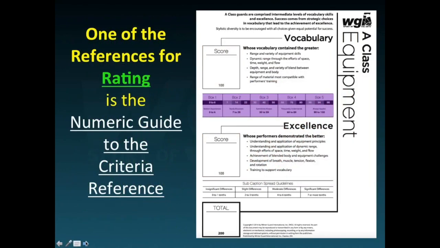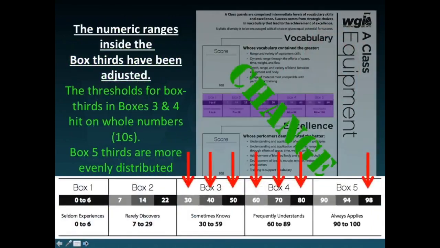And then rating, which is, if you'll remember, our fourth priority in the scoring priorities. One of the references for rating is this numeric guide to the criteria reference. This is a little bit more complicated because this numeric guide is actually an abstracted, essential information representing what is to come on the back of the sheet. Numeric ranges inside the box thirds have also been adjusted.